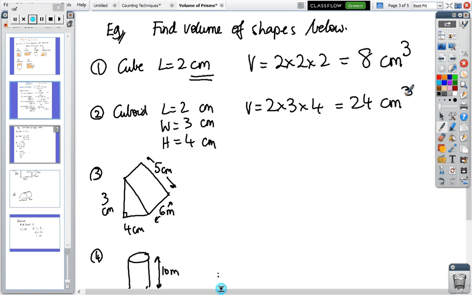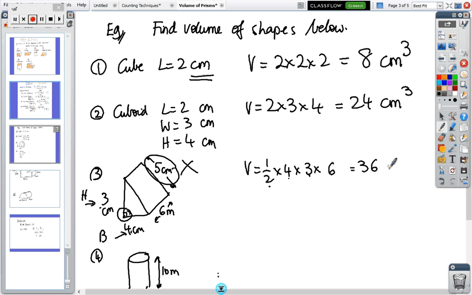Now in this next one one of the numbers is not needed. If you have a look at the right angle here, that's the height and that's the base. Where they meet at a right angle, one's the base and one's the height. So this number here, you don't use for the volume. You'd use it for the surface area, but you wouldn't use it for the volume. So the volume is a half times the base times the height times the length. So the 5 is not used. Half of 4 is 2, 2 3s are 6, 6 6s are 36, and we're in centimetres cubed.